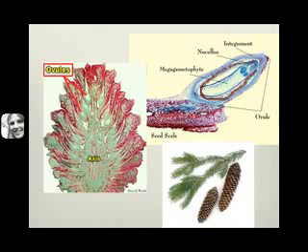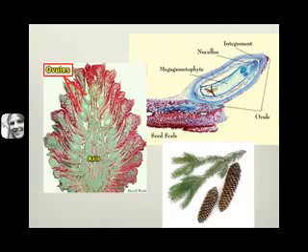And the megagametophyte will actually contain archegonia that contain the egg. There's 2 or 3 typically in the Pinophyta, 2 or 3 eggs in the female gametophyte. After fertilization occurs, so after the pollen grains reach the megagametophyte and fertilize the eggs, this megagametophyte becomes nutritive tissue.